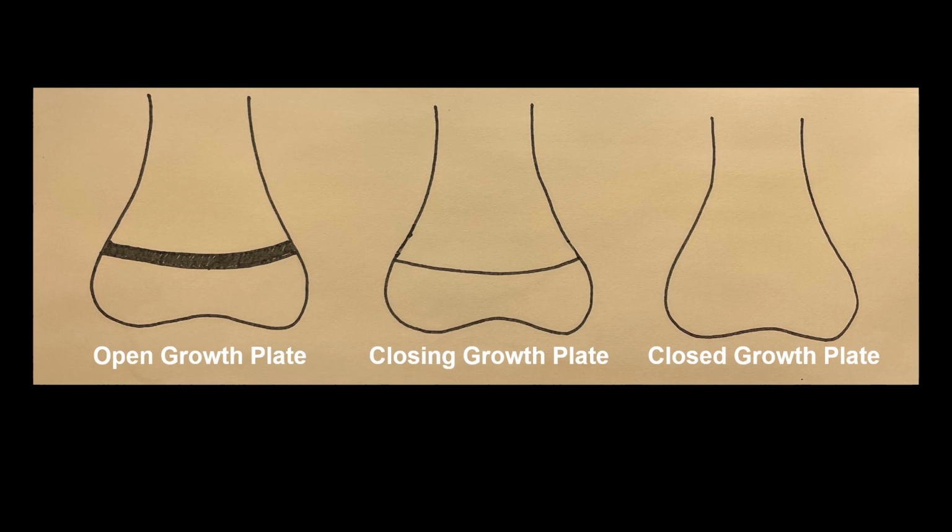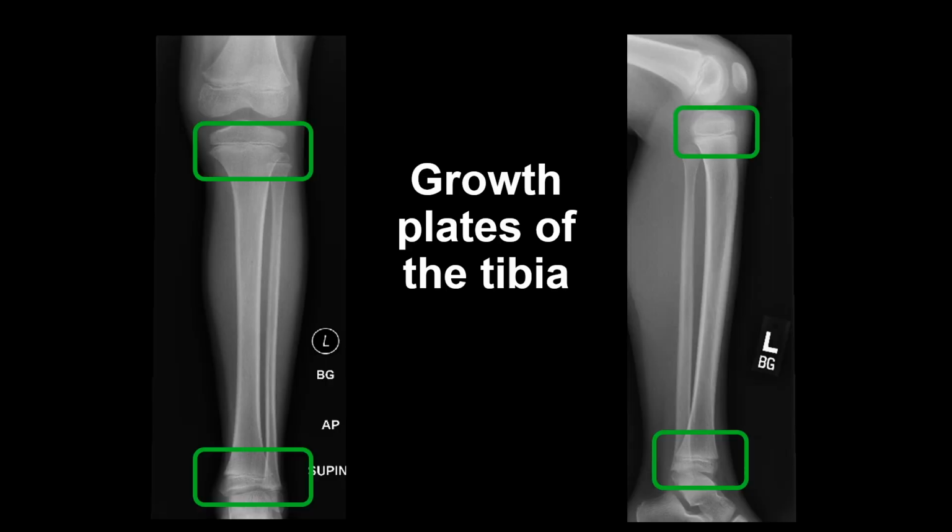When a child is still growing, we describe the growth plate as open. When it has hardened into bone, we call the growth plate closed. This is also what we call skeletal maturity. The shin bone is called the tibia. There's a growth plate at the top and bottom of the tibia bone. This is a front and side view of an X-ray showing the growth plates on a tibia.